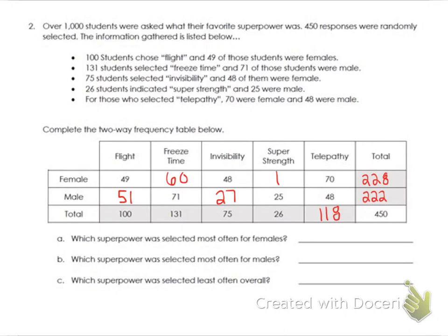And so now that we filled in our frequency table, we can just answer the next three questions. If you would like to pause the video at this point and try, great. If not, I'm just going to fill them in as we go. So A, which superpower was selected most often for females? So if you only look at the female row, this right here, then all you have to do is figure out which one had the most. And so if you look, 49, 60, 48, 1, and 70. 70 was the most, and so that was telepathy, which just means reading minds.